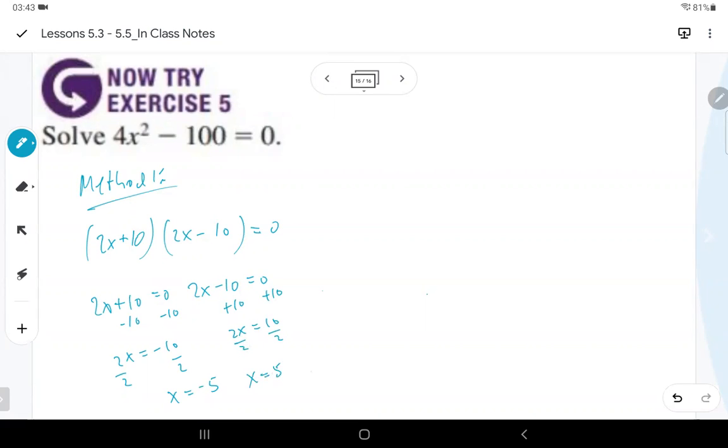Okay, the second method, method 2, is probably what I would consider the more correct method, only because we're always taught to pull out a GCF if we can find it. So that GCF this time would be 4. So we would pull out a 4 and we would get x squared minus 25 equals 0.